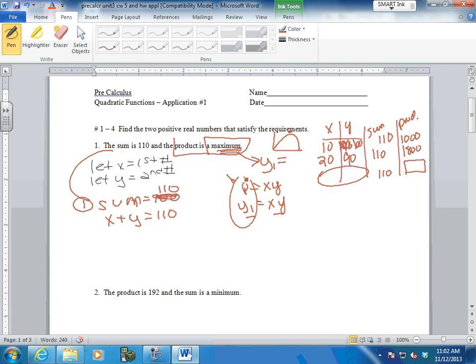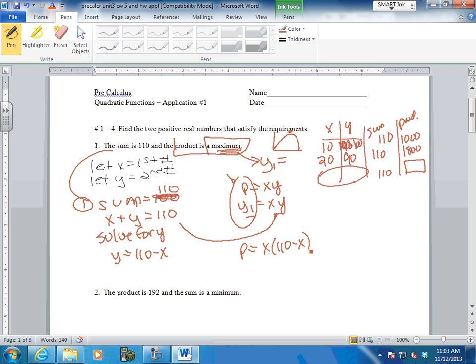Now, if I go to my calculator, I can't put x times y in my calculator, right? I can only put x. So we're going to come back here and solve for y, so that I could take this information and substitute it into here. So I'm going to solve for y. So subtract x. I'm going to replace this y with 110 minus x.